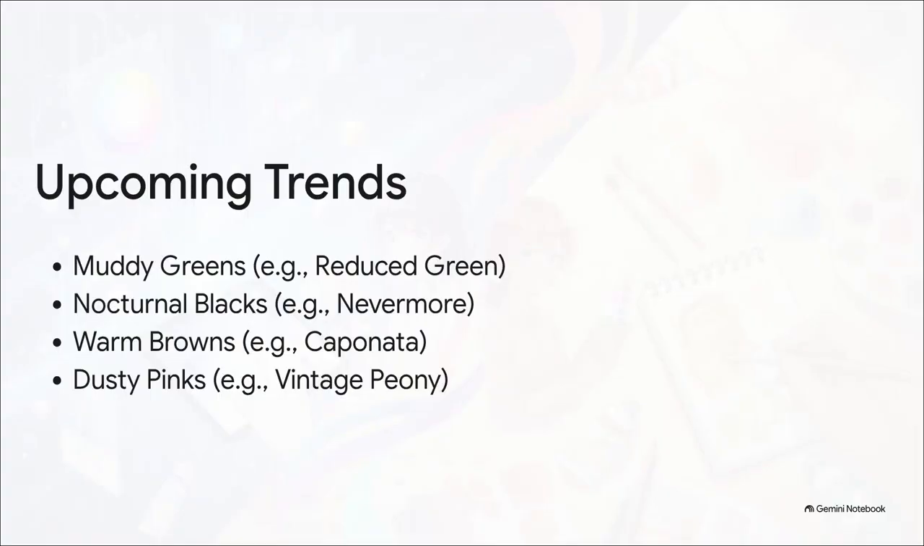We're moving into these amazing muddy greens, like Farrow and Ball's Reduced Green, that feel incredibly aged and grounded. Then we have nocturnal blacks, like Valspar's Nevermore. And these aren't flat blacks. They're shades with deep violet or blue undertones, absolutely perfect for a cozy reading nook. We're also seeing the massive return of warm browns, like Benjamin Moore's Caponata, which are totally shedding their old dated reputation to bring real sophistication to dining rooms. And dusty pinks, like Fenwick and Tilbrook's Vintage Peony, are acting as the new warm neutral, finally replacing the cool grays of the 2010s. These are colors with real character.